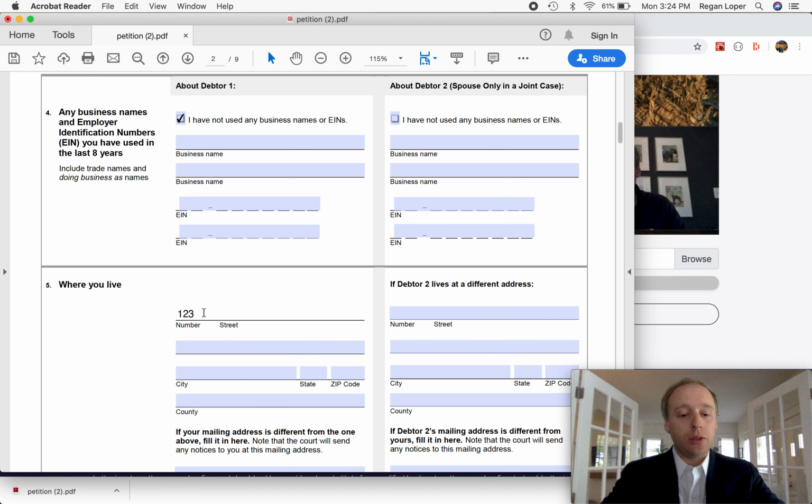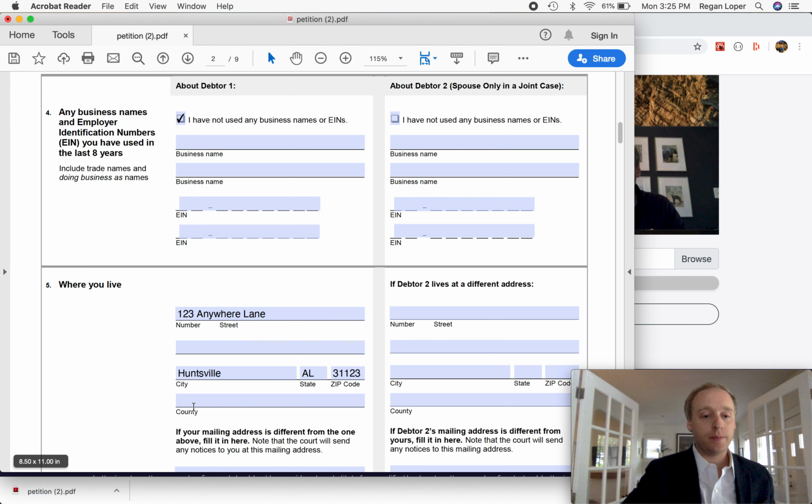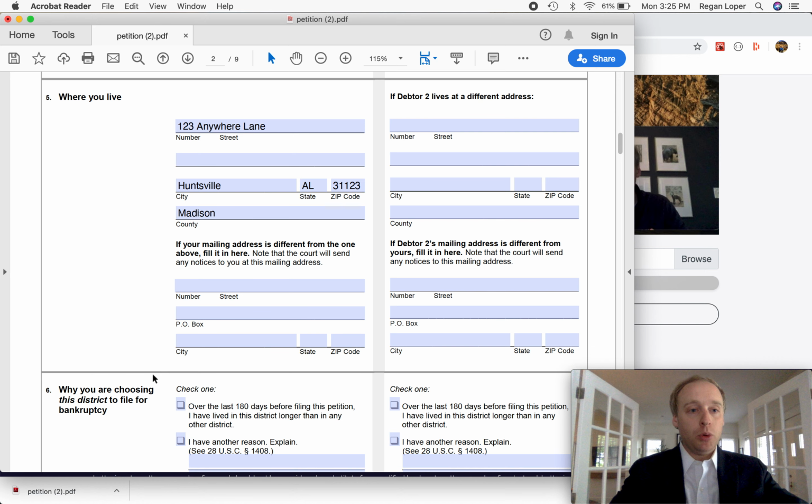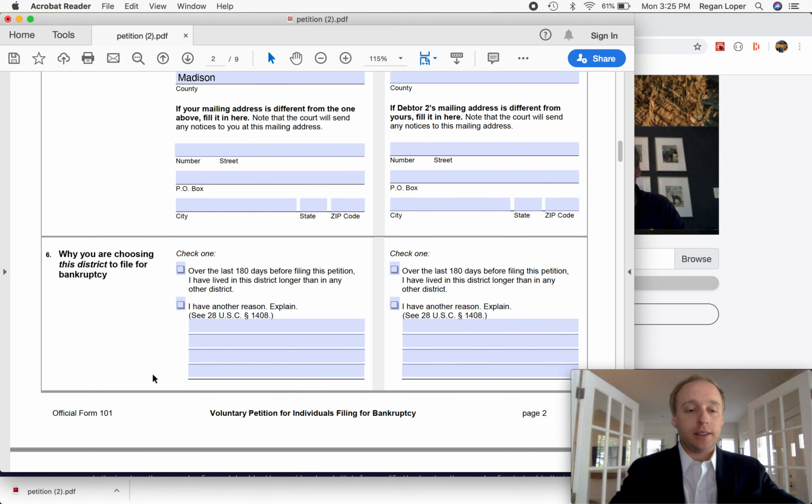So I'll put 123 Anywhere Lane, Huntsville, Alabama, 31123. Okay. And the county where she selected was Madison. Okay. Moving on to box 6.